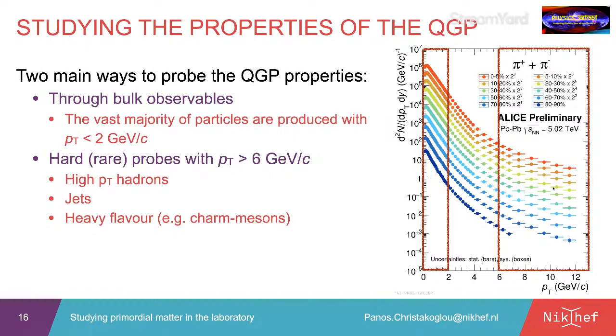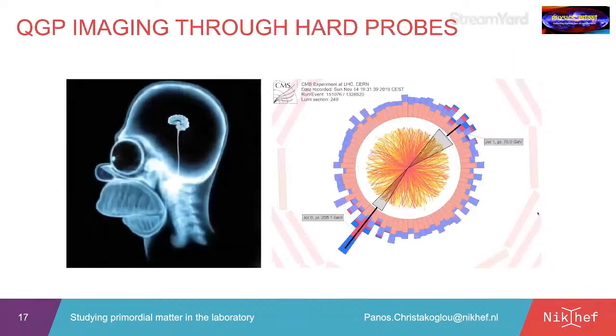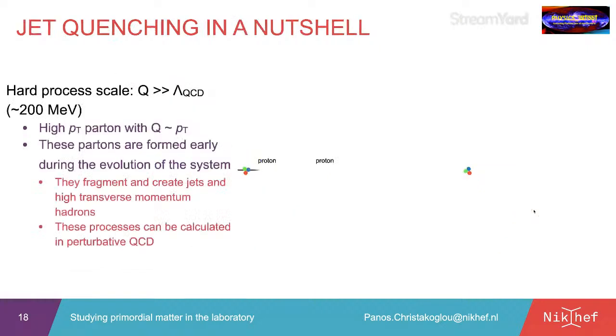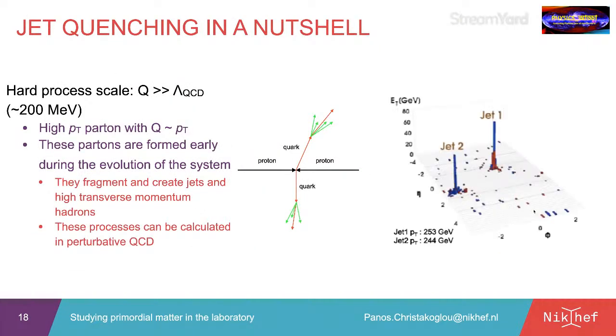With respect to the transverse momentum axis, the corresponding studies can be schematically separated in these two groups. So studies that probe the bulk of particle production and studies that probe the high pT part of the spectrum. So allow me to start with the latter. So what we call QGP imaging through hard probes. So let me try to explain in a nutshell what jet quenching is. I brought it up at the very beginning. Let me try to explain.